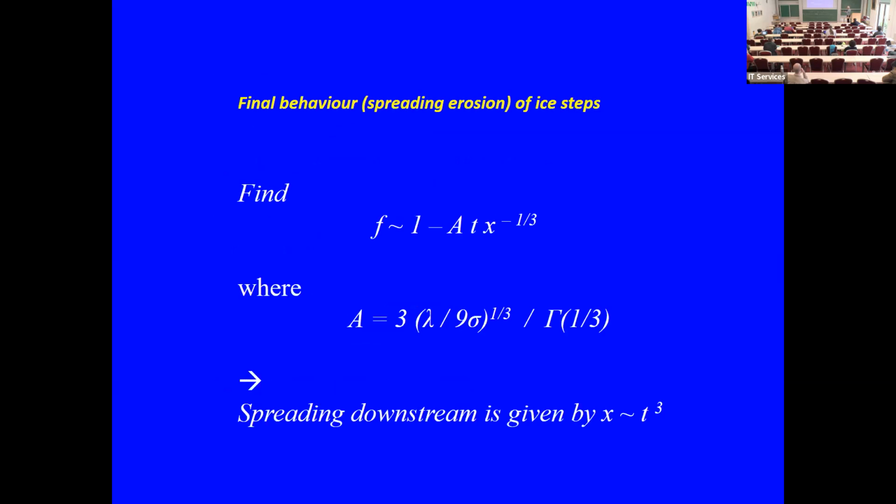And then the final behavior for ice steps is, again, you can work out the asymptotes at large x. And from that, you get the spreading downstream goes like x being like t cubed, involving the constant A, which we can predict exactly.